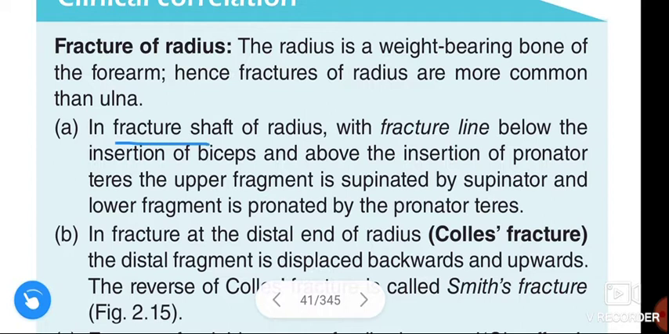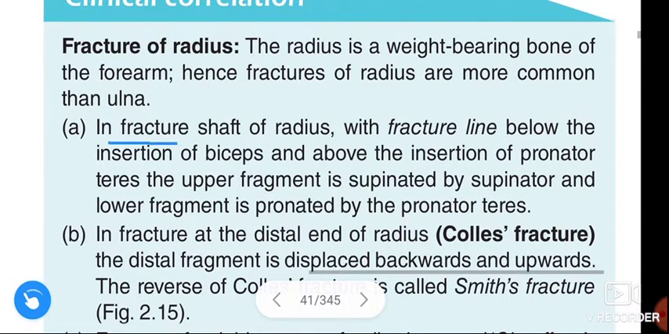In fracture of shaft of radius with fracture line below the insertion of biceps and above the insertion of pronator teres, the upper fragment is supinated by supinator and lower fragment is pronated by pronator teres.